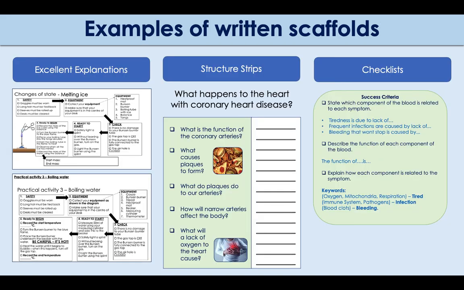So here are just some examples of written scaffolds I have used within my science lessons. On the left, there are scaffolds for practical science, which show individual steps a student must take in order to be successful in that practical. There are structure strips, which are like a checklist, but they are dual coded to help the student remember the knowledge required to access that task. And then there are more standardised checklists, which have got sentence starters built in.